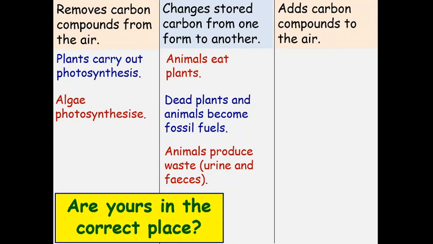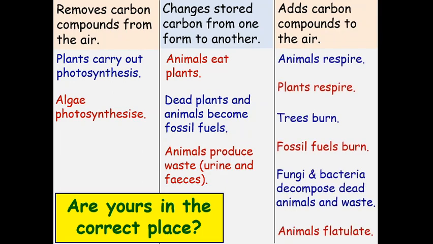And then finally, under the heading adds carbon compounds to the air, you should have 7 headings, but for the sakes of fitting it on the screen, we've amalgamated 2 of them together, so you will only see 6 things written on my slide, but you will have 7. And when I say the answers, you will hear 7 answers. You should have animals respire, plants respire, trees burn, fossil fuels burn, fungi and bacteria decompose dead animals, fungi and bacteria decompose animal waste, and animals flatulate.